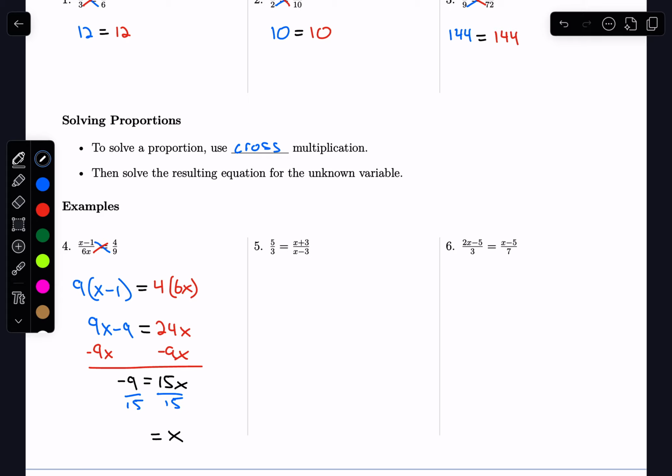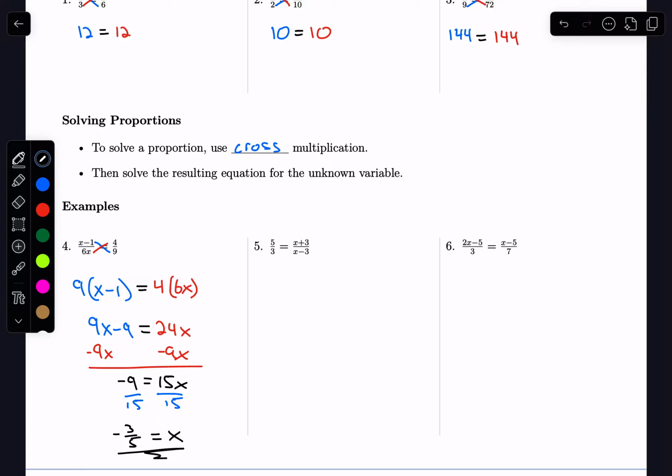Instead of writing x equals negative 9 over 15, top and bottom there are both divisible by 3. So we end up with negative 3/5. Negative 3 over 5 is our new fraction as our answer. Number 5, we have 5/3 equals (x plus 3) over (x minus 3). You could try to come up with a number that makes (x plus 3) over (x minus 3) look like 5 over 3. That's craziness though, because that might be a very, very challenging number to come up with, as you're going to see when we get to the answer.